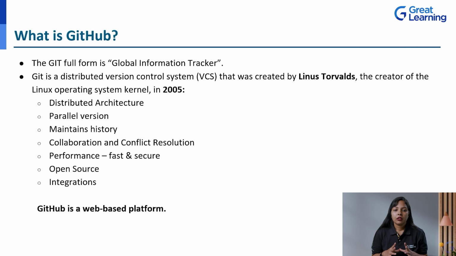Then integration. Git can be integrated with various IDEs. It can be integrated with various online platforms like GitHub. So here GitHub comes into the picture. GitHub is an online platform, or I can say a web-based platform for Git. So all these functionalities which I just now listed for Git are applicable to GitHub as well. And apart from this, GitHub offers some more features, as it is a web-based platform and it provides version control for various systems.